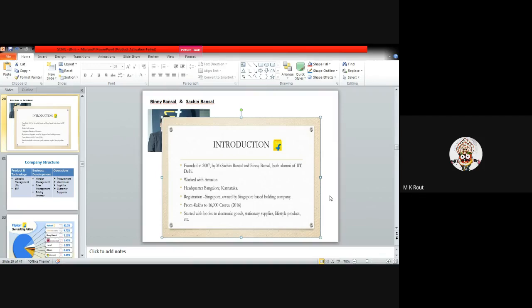They started with 4 lakhs and nowadays are at around 60,000 crore rupees, that is in the year 2016, and started with books, then electronics goods, stationery supplies, lifestyle products, etc. So this is the basic introduction of this particular topic.